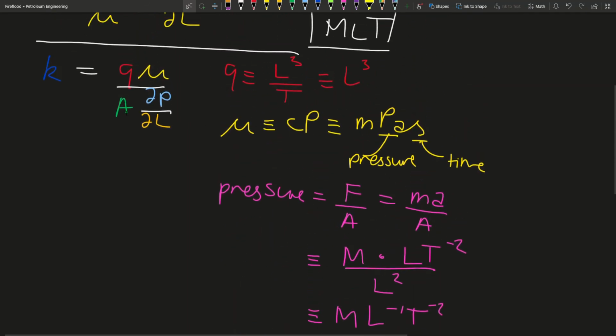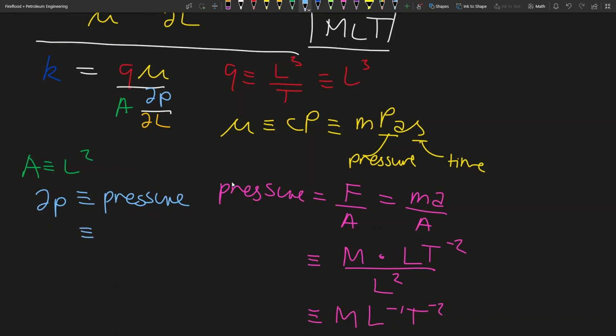Alright, moving on. Let's look at the area. So area is simple. It just has dimensions of length squared. And ∂P over ∂L, well, ∂P is just pressure, which we already investigated just now and found it to be ML^-1 T^-2, whereas ∂L is just a difference in length, so that just has units of L.